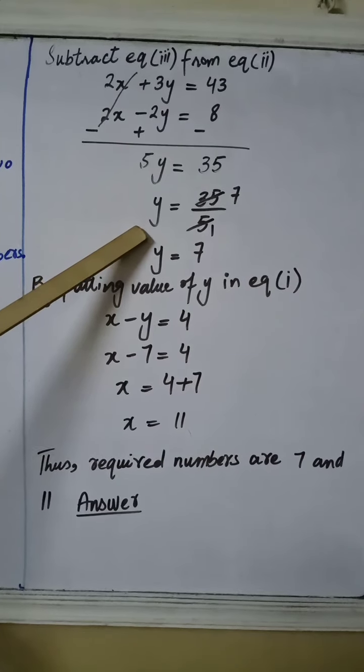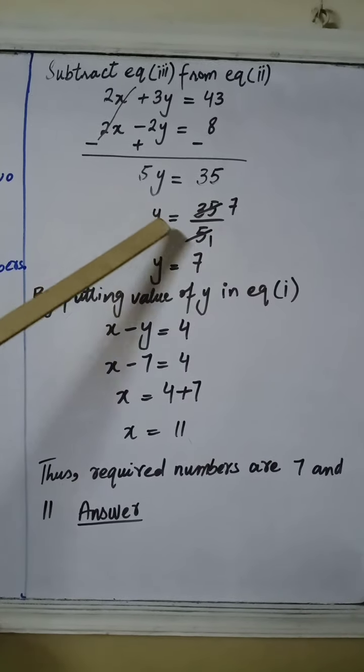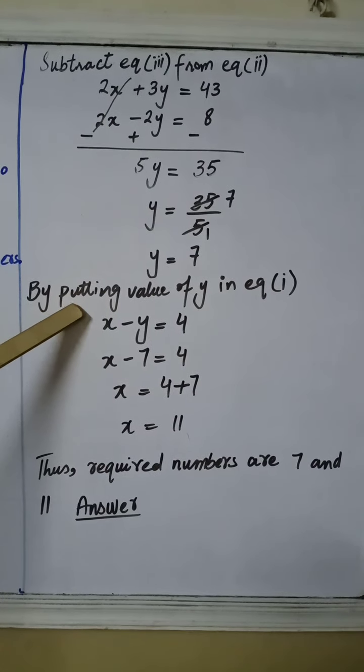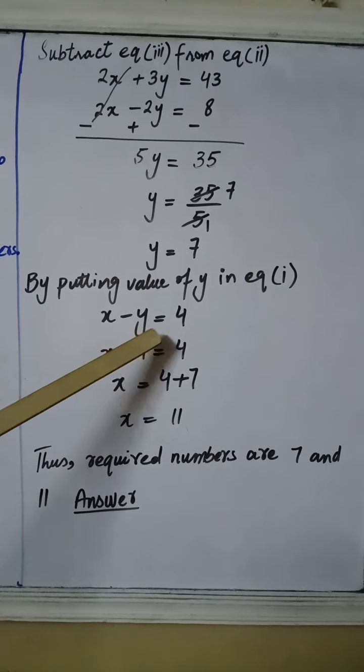For 5 here multiplied with y, when put on the other side it must be divided. So 5 ones are 5 and 5 sevens are 35. y is equal to 7. y's value is 7. By putting the value of y in equation 1, x minus y is equal to 4.